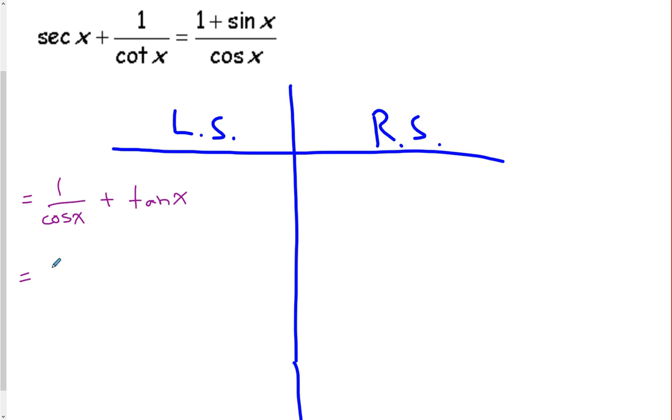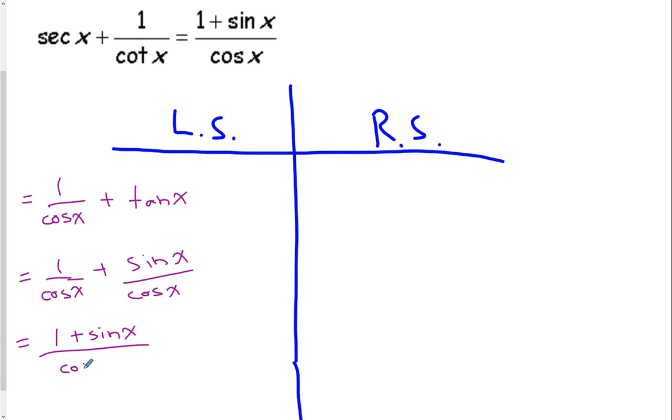Now I got to add these two together because I know they're going to be one term. So here's what I'm going to do. I'm going to take tangent and I'm going to turn it into sine x over cos x. That's one of our trig identities. Tangent is sine over cos. Now I can add them together. They got the same denominator. So I'm going to end up with 1 plus sine x over cosine x. And that equals my right side. So I did it.